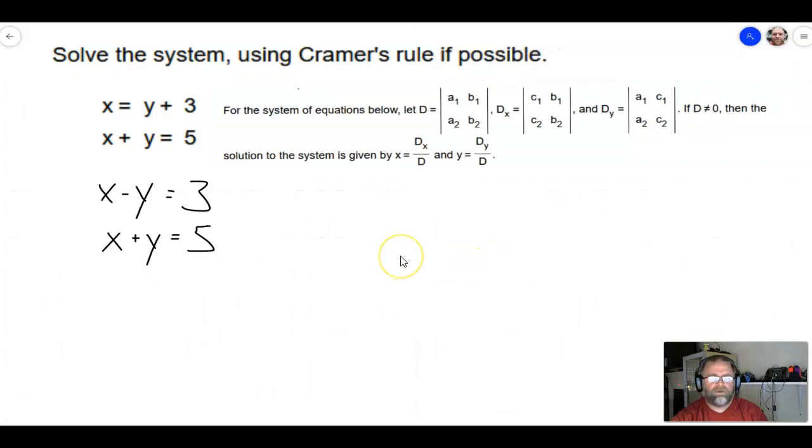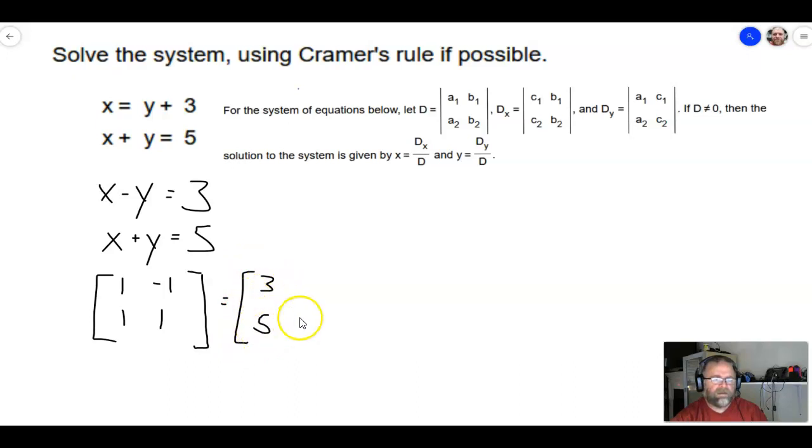So what we're going to end up doing here is we are going to set this up in the matrix form here. So it's going to look like this. So it's going to be x minus y. So that's 1, negative 1. And then we'll close that one off. So this is going to be our matrix A here. This next one is 1 and 1, 1 and 1. And then the solution column can just look like this, 3, 5. All right.